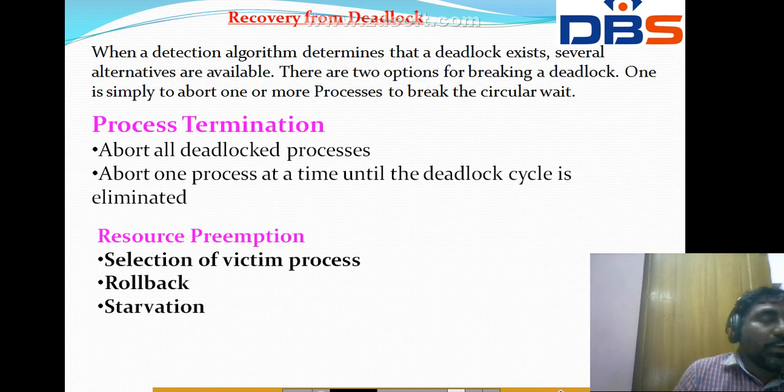In deadlock prevention, we make any one of the four conditions false. Next is deadlock avoidance. Finally, deadlock detection and recovery. In recovery, we have two strategies: process termination and resource preemption. This is regarding the deadlock concept.